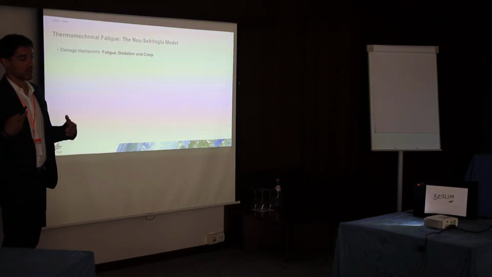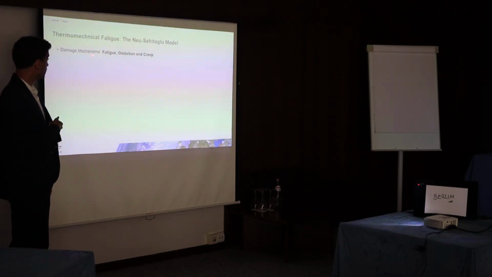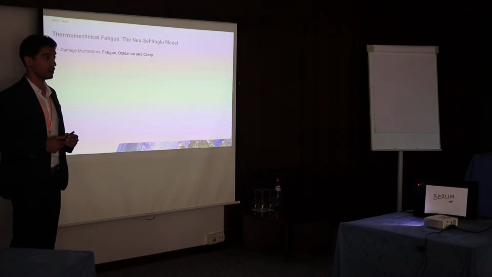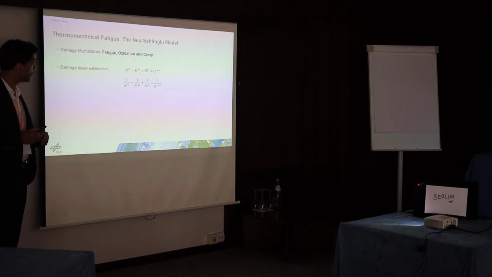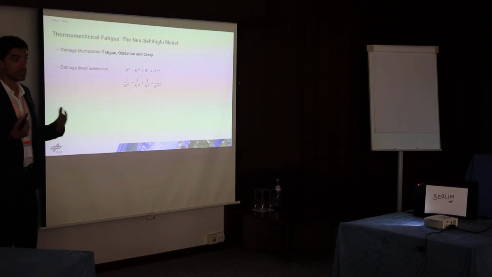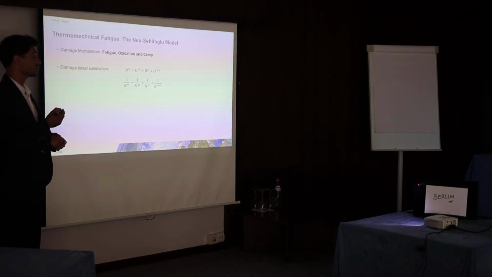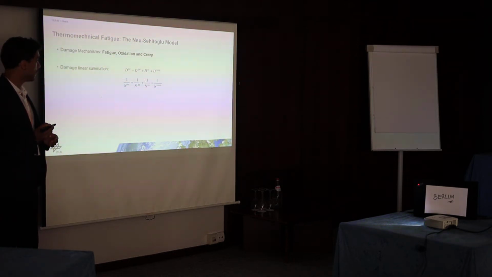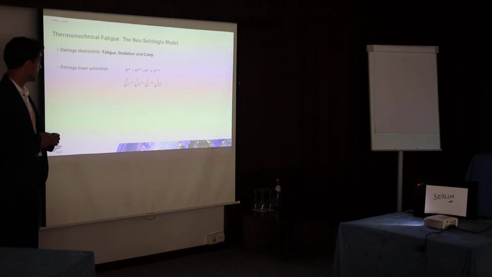One of the most used and commonly known models dealing with these three damage mechanisms is the Neu-Sehitoglu model, which was developed in the early 90s. And it's a very complex model which models these three damage mechanisms, and we make the assumption of linear summation of damages. So the total damage is the sum of the damages coming from the three damage mechanisms. And the damage is 1 over the number of cycles for each mechanism.